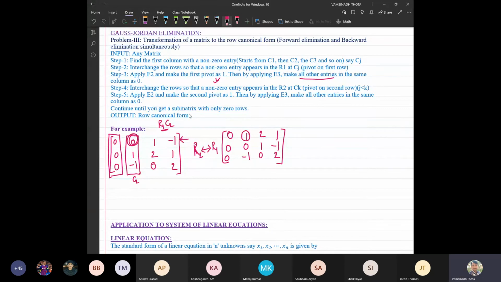Since we are in the first row, there are no rows above. This is the pivot element, and there is nothing above it. Only below are there. Below also, this element is already 0, so no need to change. Only this element is a non-zero entry. This one we need to change. So what will we do? R3 is changed. How? R1 plus R3 replaces R3. So what is the matrix in this case? You will get 0, 1, 2, 1, 0, 0, 1, minus 1, 0. This will become 0, and this will become 2, and this is 3.